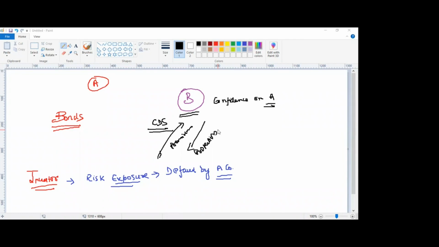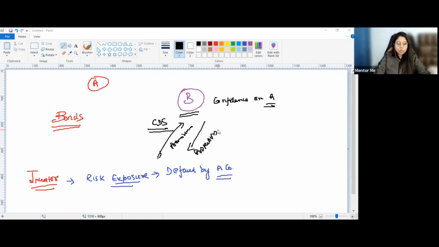Ma'am, doubt. Yes. Yeah, ma'am. So is there some correlation between the coupon rate of the bonds and the premium paid to the insurer? More than coupon, I think it is going to be based upon the credibility of a company.